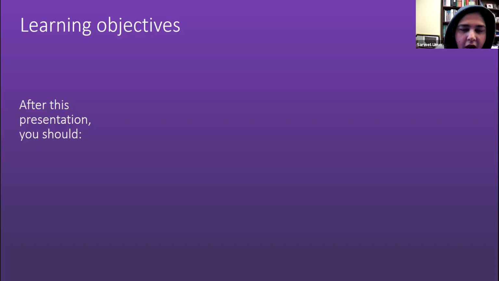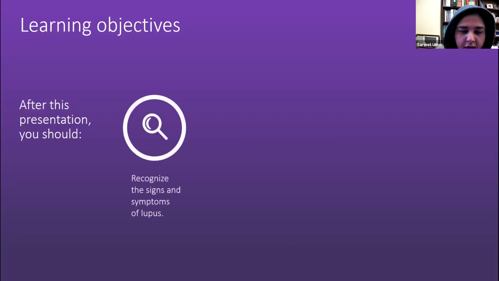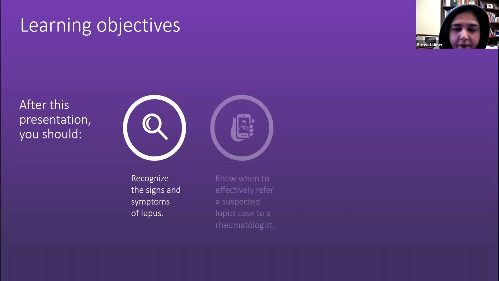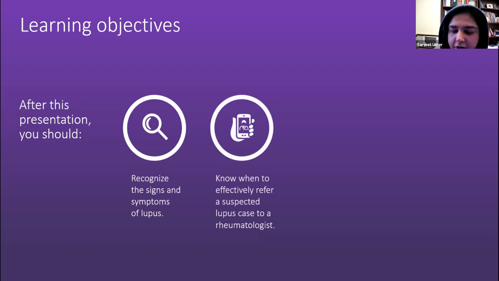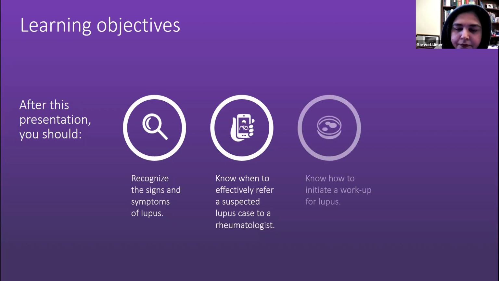Learning objectives. After my talk, I hope that we should be able to recognize signs and symptoms of lupus. We will see lupus has such a heterogeneous group of population. Patients can present with many kinds of features, and we should be able to recognize that because early recognition will definitely improve the patient's prognosis, because we'll be able to treat them on time. Know when to effectively refer the suspected lupus case to a rheumatologist, because delay in the diagnosis can cause permanent organ damage, and know how to initiate workup for lupus.